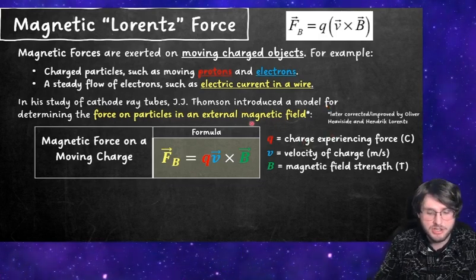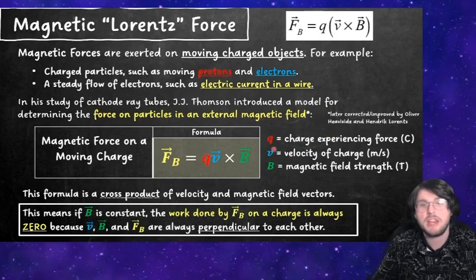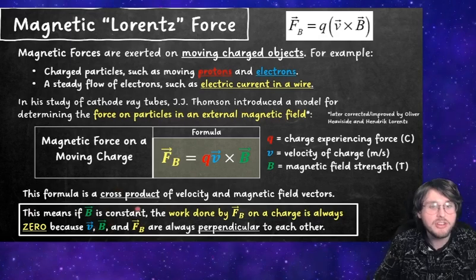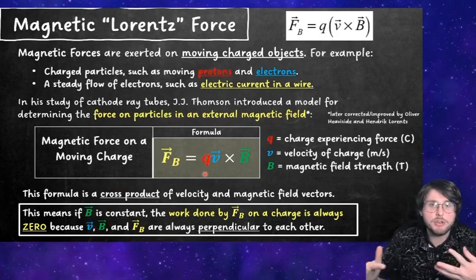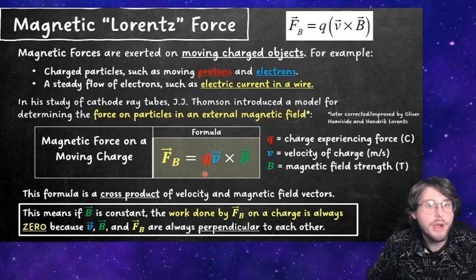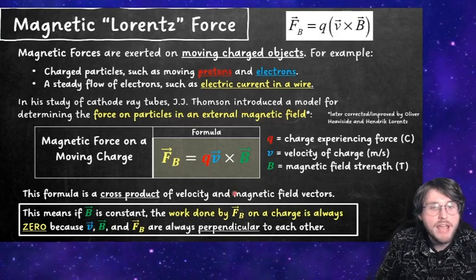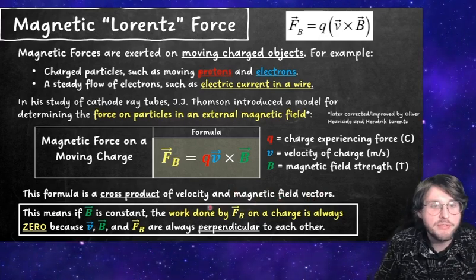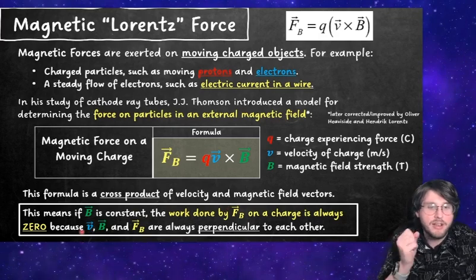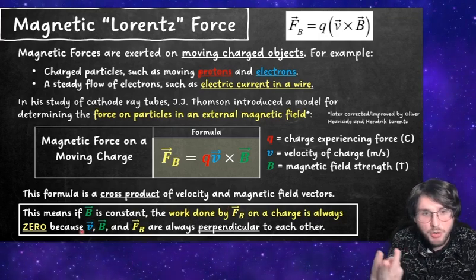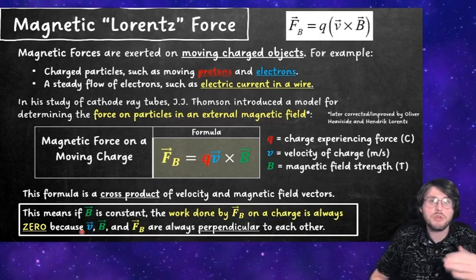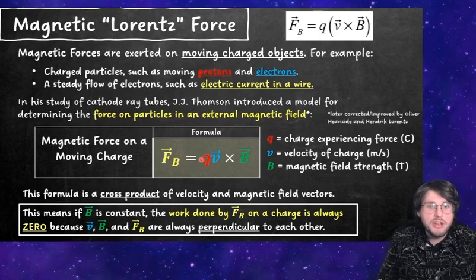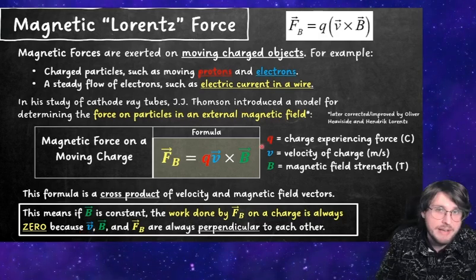So the main thing with this equation is that it is a cross product of velocity and magnetic field vectors. So that means that if the magnetic field is constant, because all of these vectors are perpendicular to each other, none of them are ever going to help each other out directly. So the work done by the magnetic force on a charge is always going to be zero, just like we established in the last video, because both velocity and magnetic field and I guess the resulting force are always perpendicular to each other. So none of them are ever going to give a little extra oomph to the other vector. So it's charge times velocity times magnetic field strength.